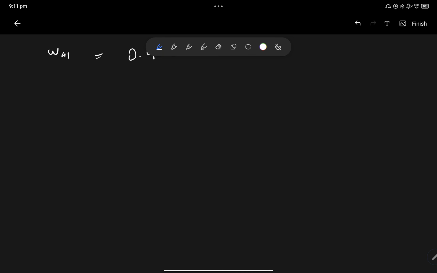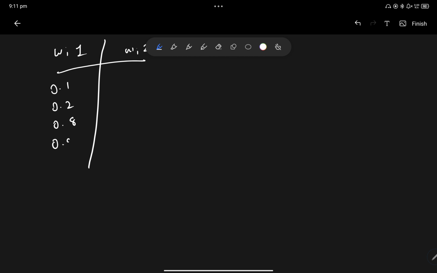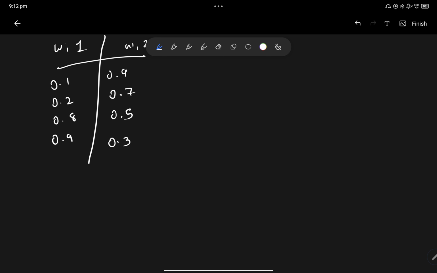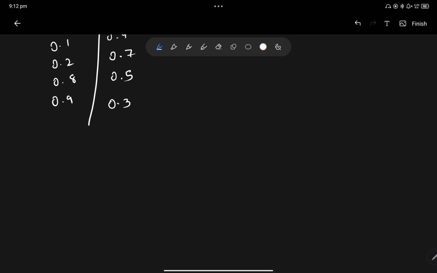Now you have to write here a new table with the updated values. Only we updated for Wi1; Wi2 we still didn't update, it depends on our instances. After updating we got the new values 0.1, 0.2, 0.8 and 0.9, then again 0.9, 0.7, 0.5 and 0.3. Then again we need to calculate the next step, step 2, with the second instance.